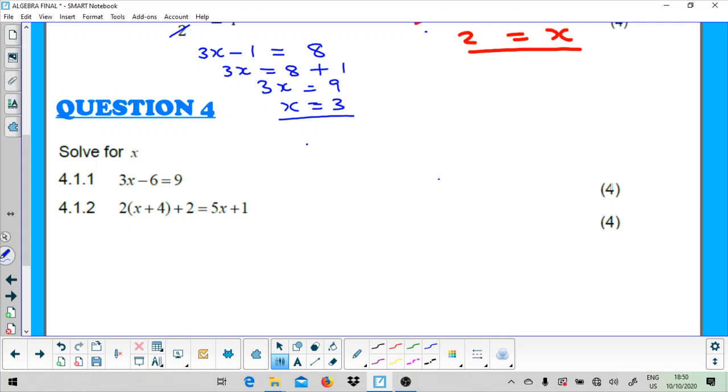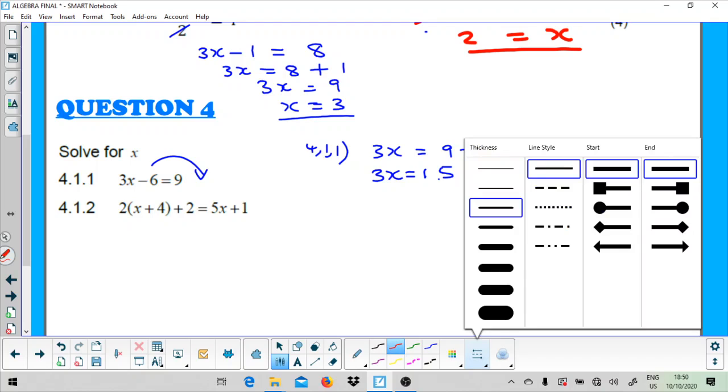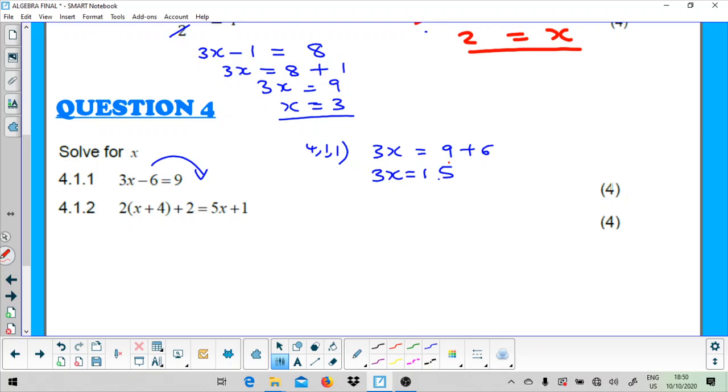Okay, so I'm sure you tried your 4.1.1, so I would like to see what you have there. I hope you have a correct answer. So the first thing you did, I'm sure, was to take 6 to the other side like this. Since 6, when it goes to the other side, it becomes plus 6. So that's what I did here. So 9 plus 6 will become 15. So I'm going to put an equal sign there. Now, to get to my x, as you are noticing, this is 3x, which is equal to 15. What about x itself? Well, you have to divide by 3 both sides. So x will be 15 divided by 3, which will be 5.